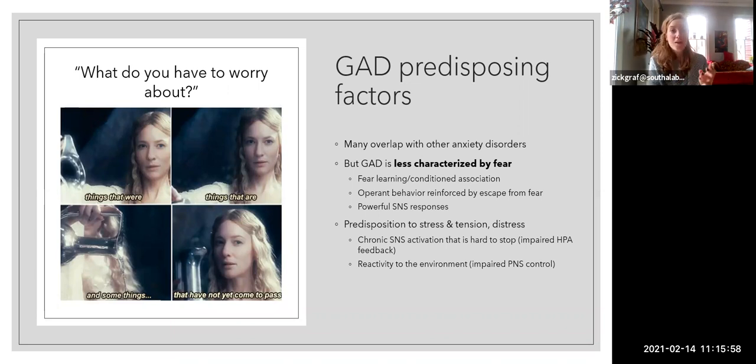GAD is less characterized by those predisposing factors and more characterized by predisposing factors that lead to chronic low-level sympathetic activation, chronic sympathetic activation that is hard to stop and control. This may be caused by impaired HPA axis feedback, where cortisol in the blood doesn't do its job of going back into the brain and stopping the stress response. And it's caused by reactivity to the environment and impaired parasympathetic control over the sympathetic nervous system. This is also known as low parasympathetic tone.